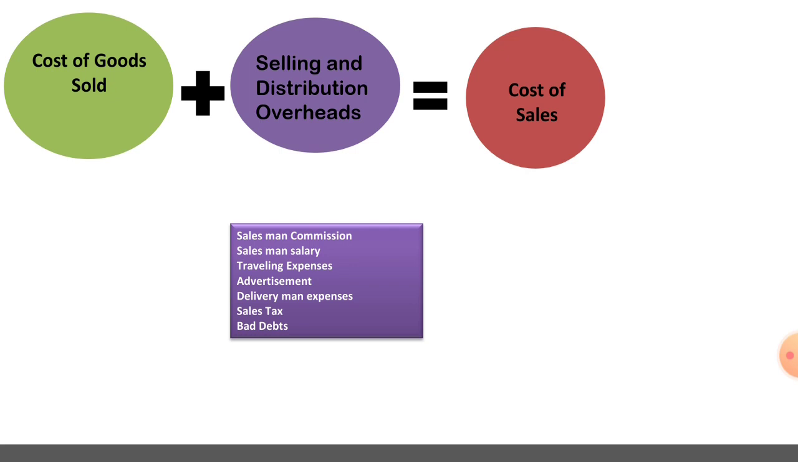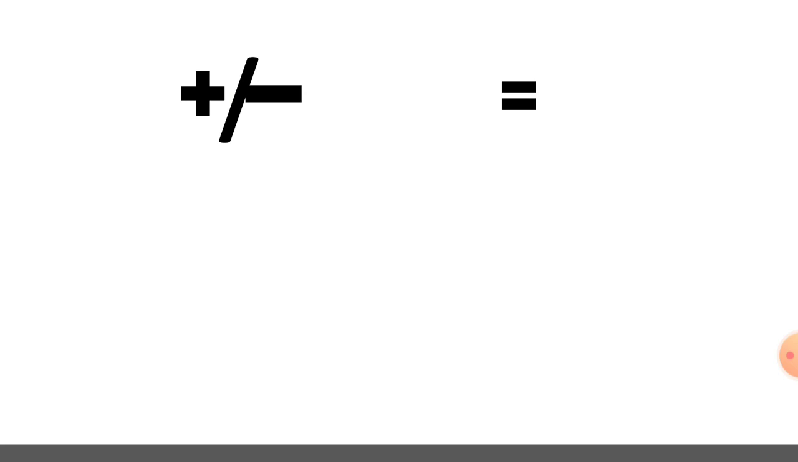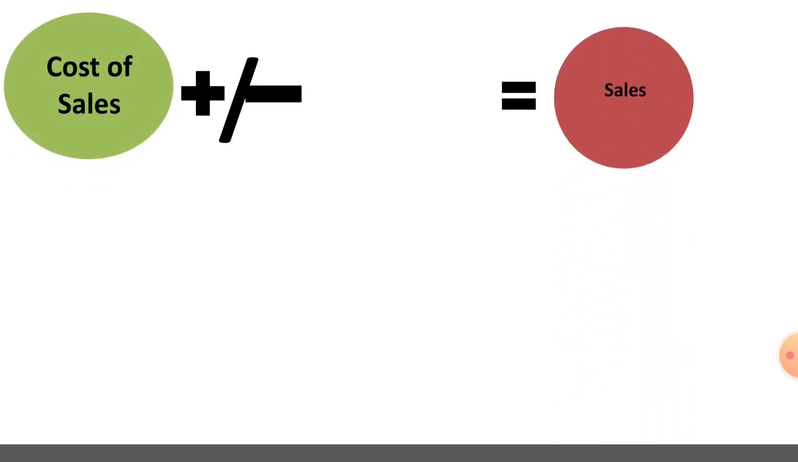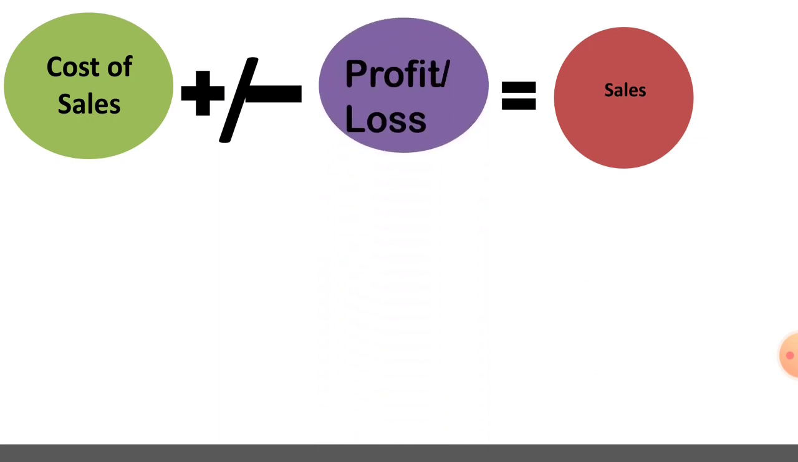So in the cost of goods sold, when we add selling and distribution overhead, we get the cost of sales. This is nothing but the total cost. From the total cost, if we minus the sales, we will get either a profit or loss. The reason is, if the sales are less than the total cost, then we will have a loss. And if our sales are greater than the total cost, then we will get the profit.